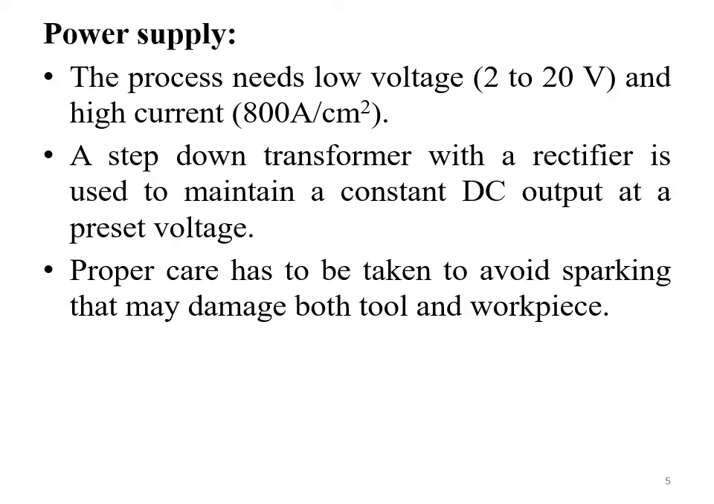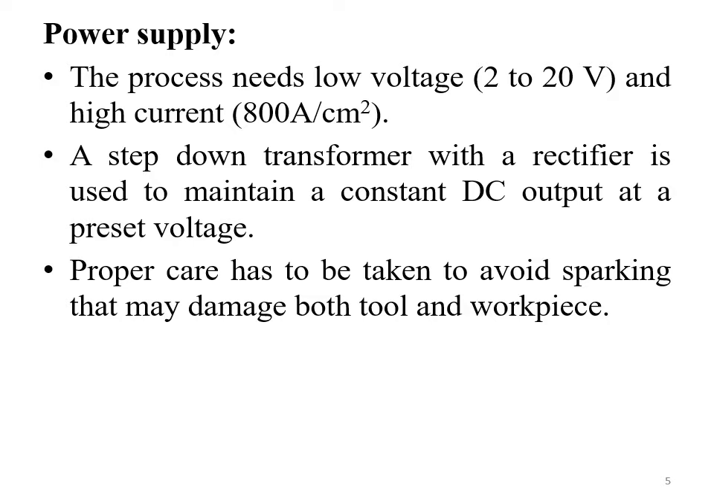The voltage you can see here is very low, 2 to 20 volts, whereas when we check the current, it is very high. Generally we speak about 1 amp, 2 amps, 5 amps, 10 amps at maximum, whereas here we can see it is 800 amps per centimeter square.